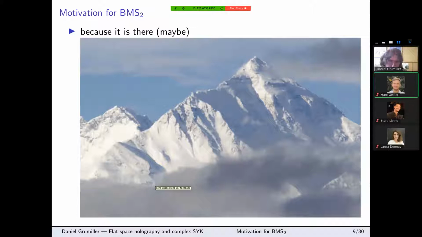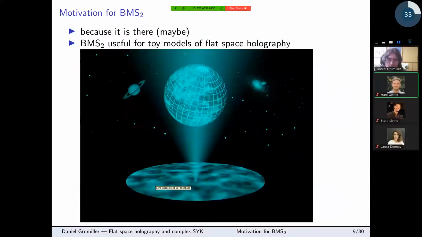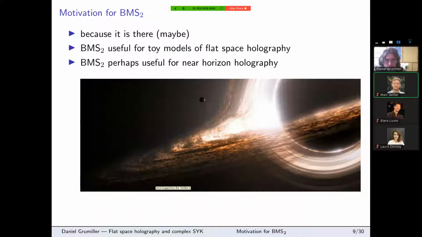The first one is just, you know, the eternal motivation of curiosity. Maybe there's something like BMS2, and if so, it would be interesting to study it and see what it's good for. What it might be good for is for toy models of flat space holography. So if there is something like BMS2, it should feature prominently in these lower dimensional models of flat space holography. And perhaps it's also useful for near horizon holography, just on the grounds that for many applications, essentially only a 2-dimensional slice of space-time matters, and the transversal directions on the horizon may not be so relevant for the kind of questions that you're asking.